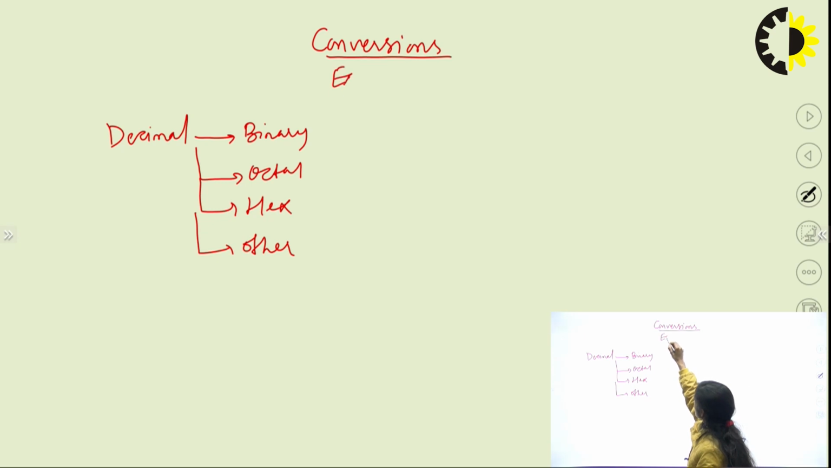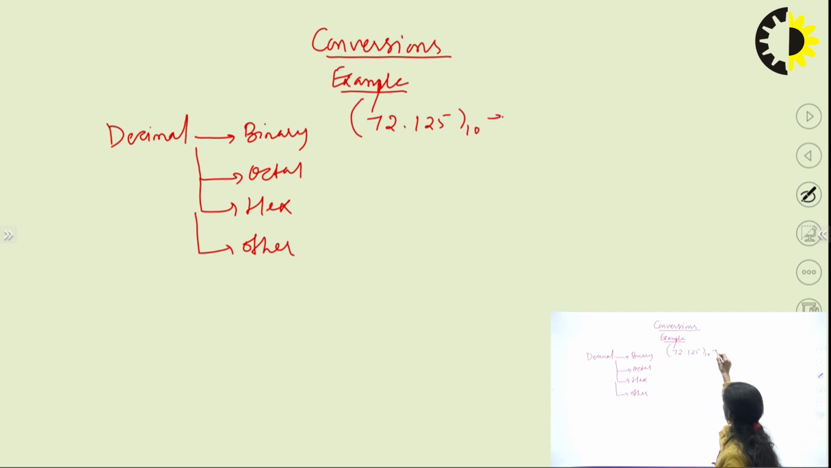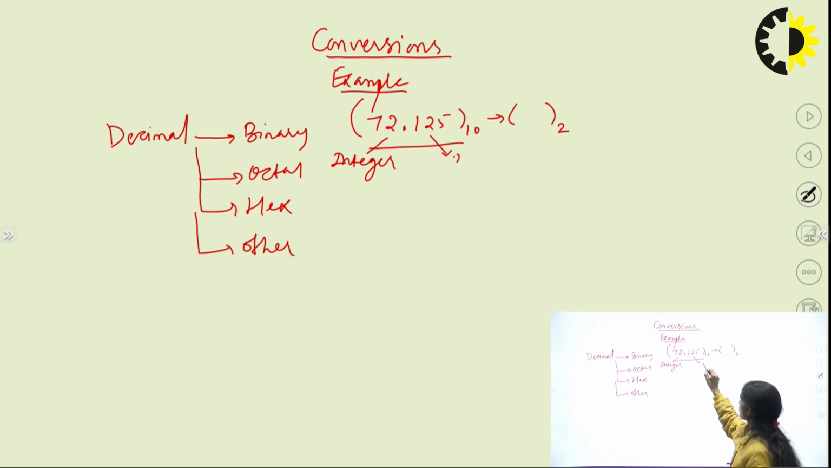Let us suppose I am taking this number in the decimal number system: 72.125. I have to convert this into the binary number system. So how should I convert? First of all, the method is that this decimal number basically has two parts. One is the integer part, and to the right of the decimal point is the fractional part. These two have different procedures.